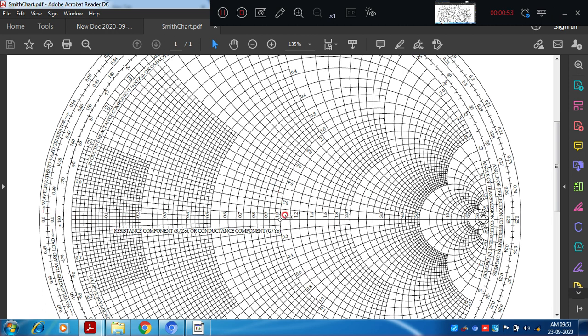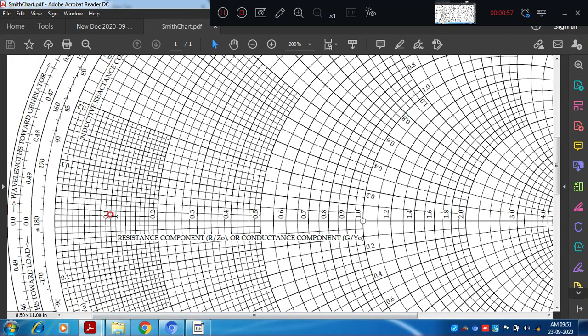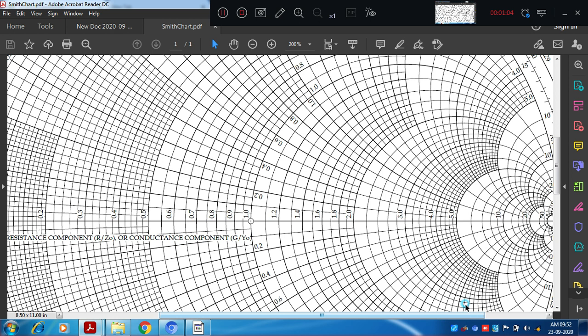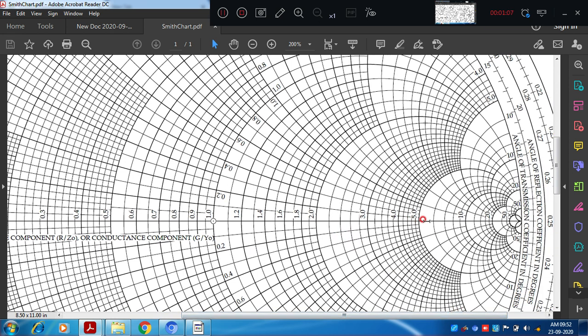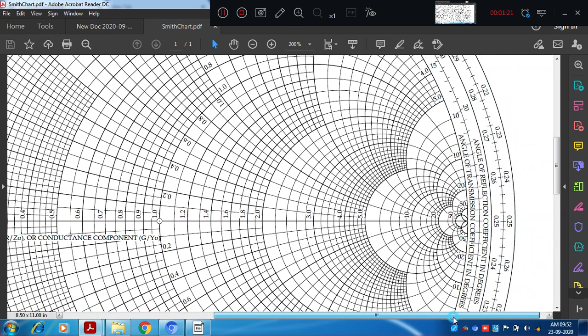See, on the horizontal axis you can observe the values. Starting from 0, then 0.1, 0.2, 0.3, 0.4, 0.5, 0.6, like that up to 1 here, then 1.2, 1.4, 1.6, 2, 5, 10, 20, 50, like this the values go on increasing towards the right-hand side. So at this point the resistance value will be infinite. Starting from the left point 0, at the right point it will be infinite. Okay, so this is about the constant resistance circles.